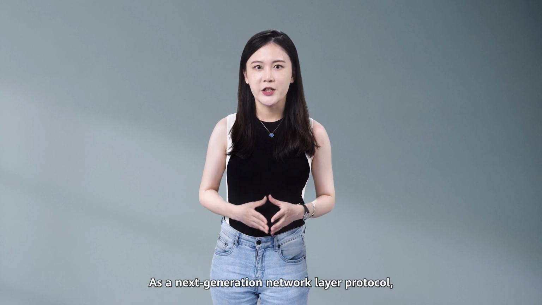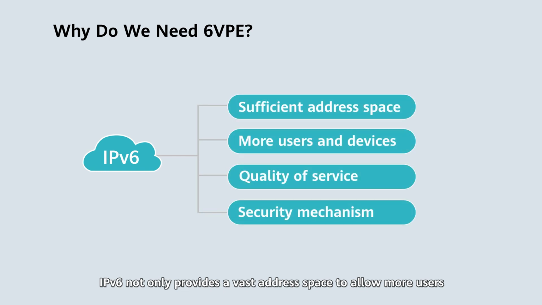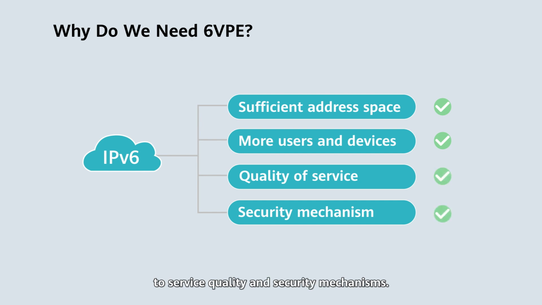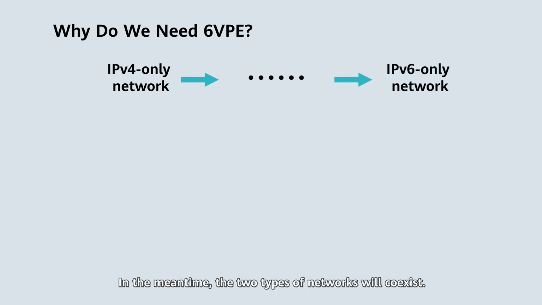As a next-generation network layer protocol, IPv6 not only provides a vast address space to allow more users and devices to access the internet, but also attracts increasing attention due to its enhancements to service quality and security mechanisms. However, evolving networks from IPv4 only to IPv6 only is a long and gradual process. In the meantime, the two types of networks will coexist.